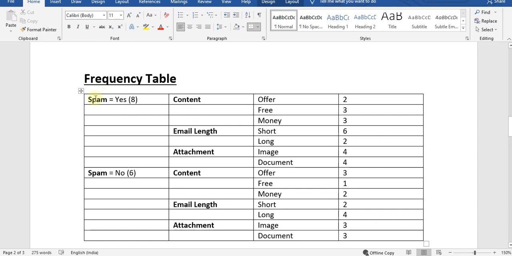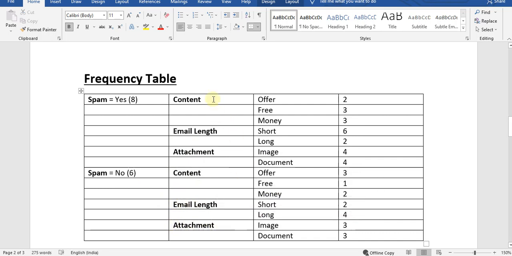That means that this data set has spam equal to yes values in 8 records and spam equal to no value in 6 records. Okay, now for all these spam equal to yes, I am trying to find what the values in the feature set are. You know that there are 3 features, so I have written them: content, email length and attachment. Similarly, for spam equal to no also I have written content, email length and attachment.